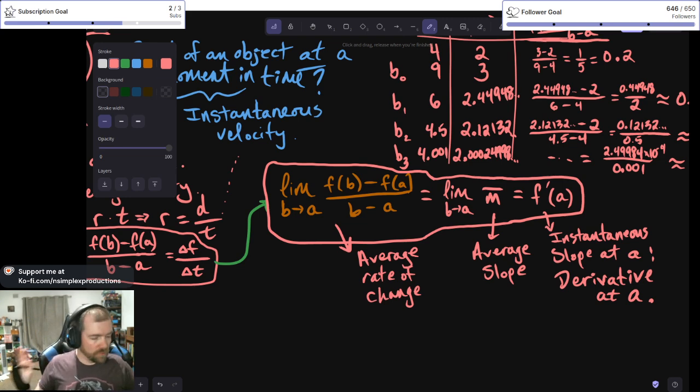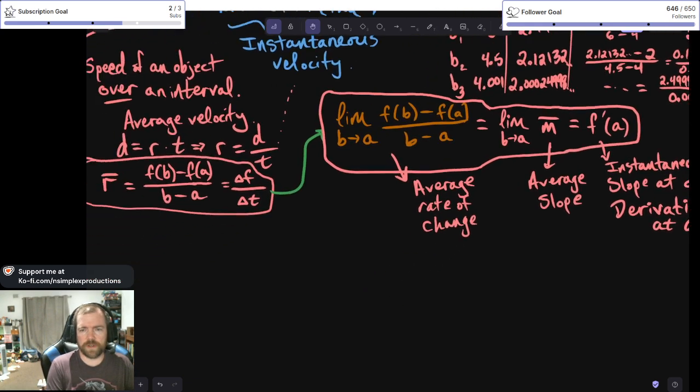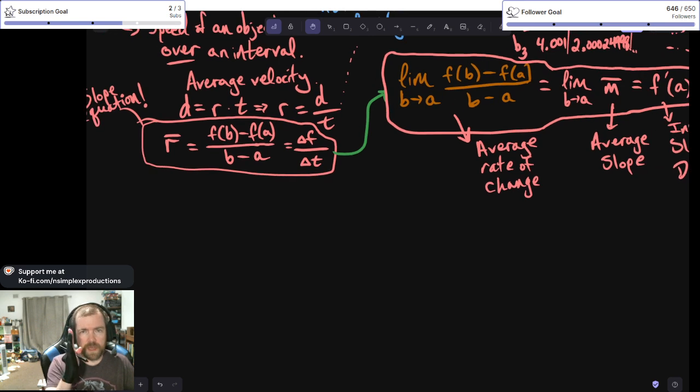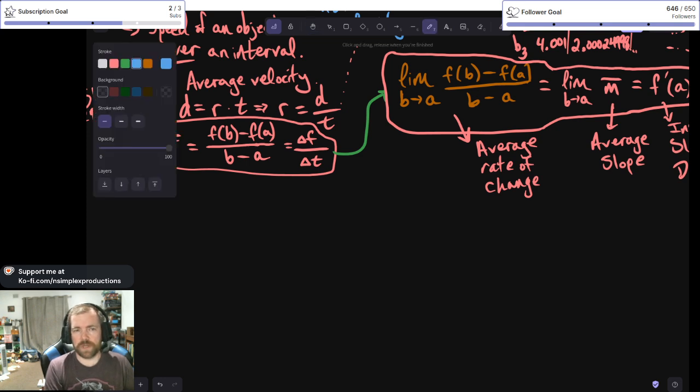Now, there are some rules behind the derivative. You can't just take a derivative everywhere you want. It does have to be a continuous function along a closed interval. And also, we could define this instead of defining it at a for some point b that's getting closer and closer to it. What we can do is we could say, you know what?